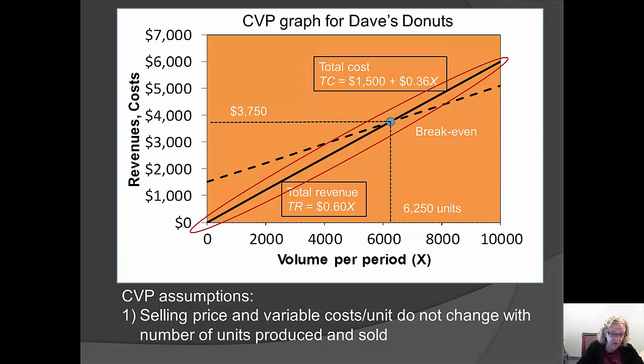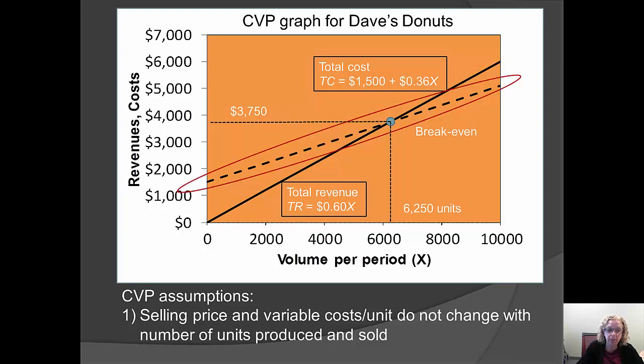In order for this graph to be useful, however, we must be able to make a couple of assumptions. Number one, we have to be able to assume that our selling price and our variable cost per unit don't change with the number of units that are sold. In other words, there's no volume discount. If there were, then these wouldn't be straight lines and our math would be much more difficult.